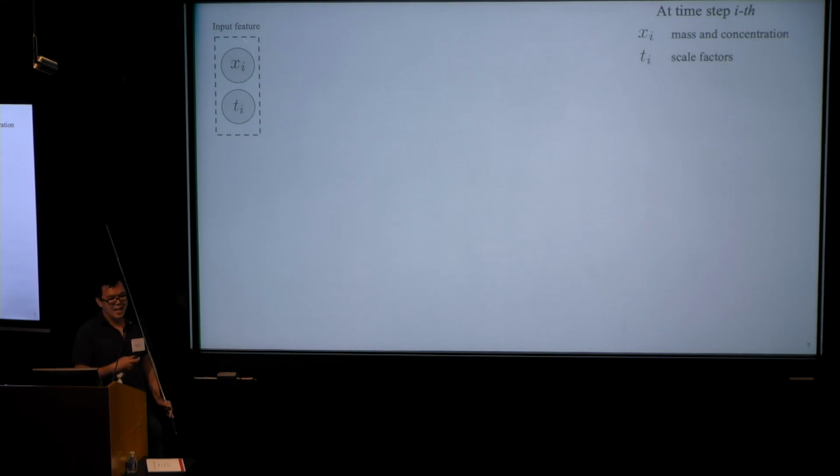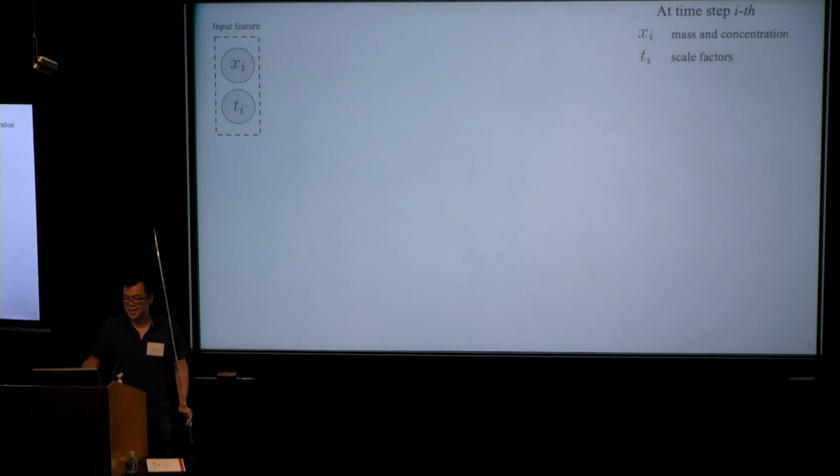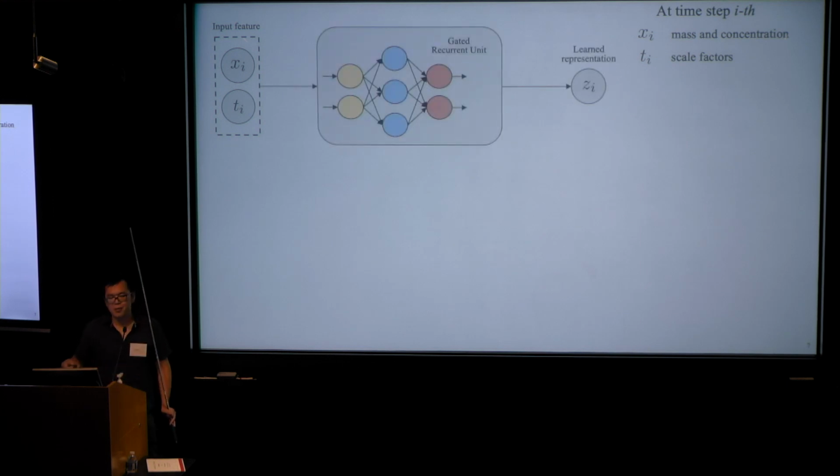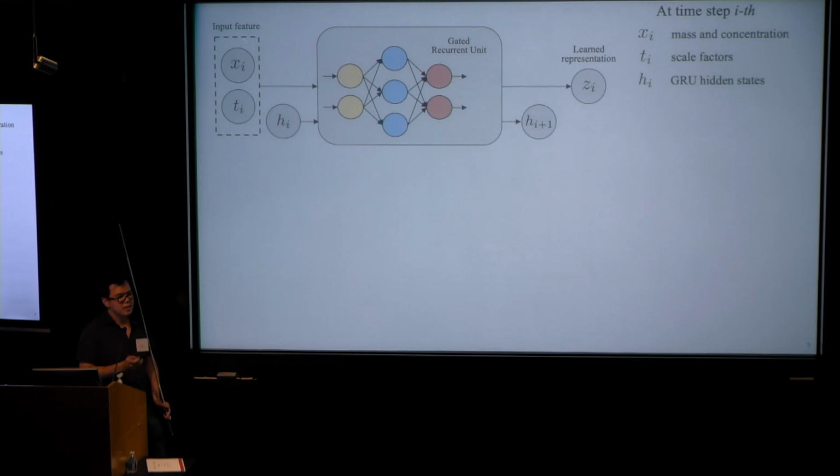All right, so how does it actually work? At a certain time step, given the input features, X and T, where T are the scale factors of the current time step and the next time step, and X is our features, which is mass and concentration of the current halo, we feed it to a gated recurrent unit, which is just a variation of the recurrent neural network, to extract some kind of learned representation. And because this is a recurrent neural network, it also has a hidden state that's stored and gets updated every time step. This allows it to remember the history of the halo. So this is the feature extraction phase.